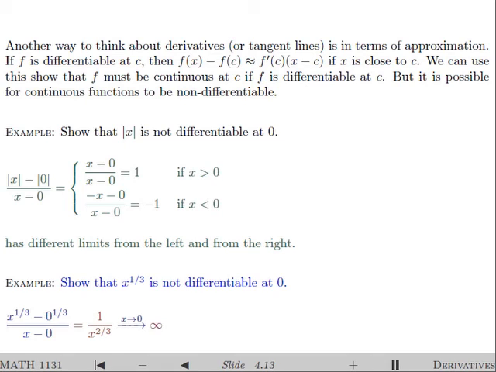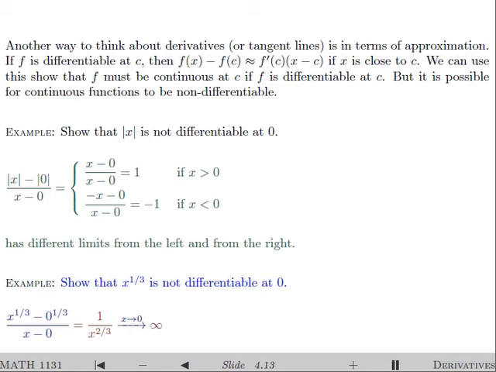Differentiability requires that the limit be a regular number, a finite number, so this is not differentiable at 0 either. In fact, typically any function with the exponent between 0 and 1 will be continuous but not differentiable, where the quantity inside the radical is 0. This will be relevant to us when we talk about critical points and critical values in chapter 30.